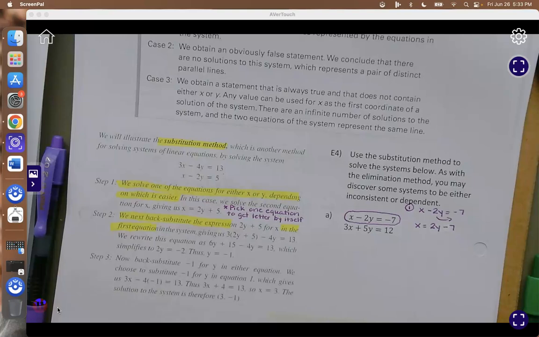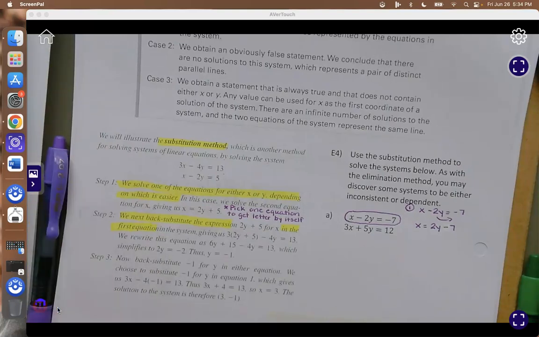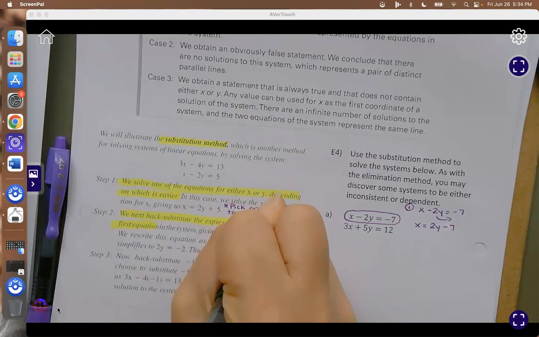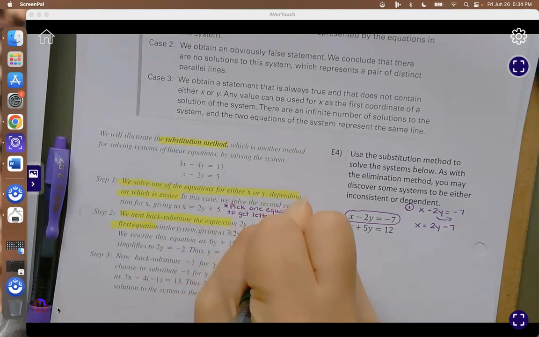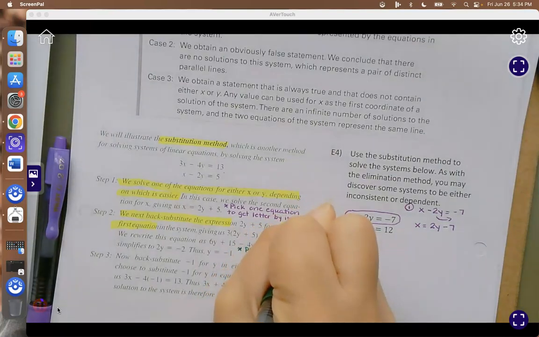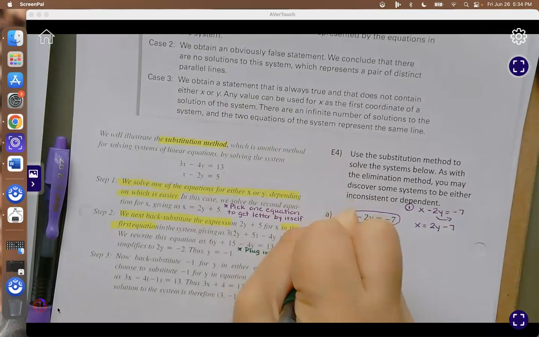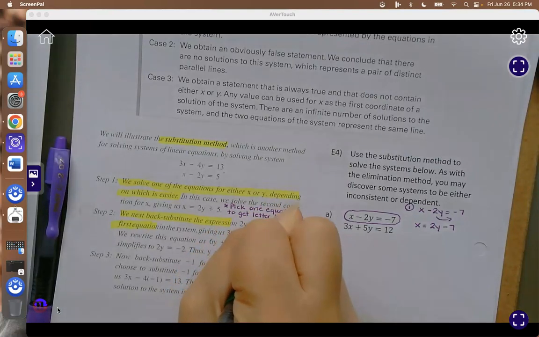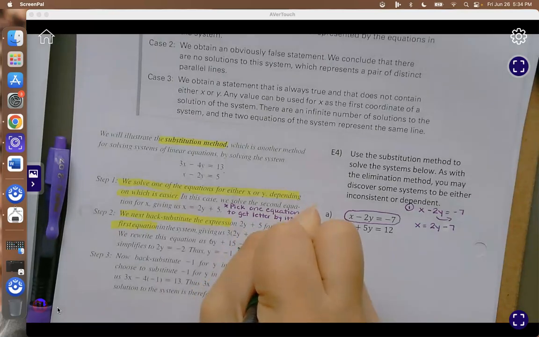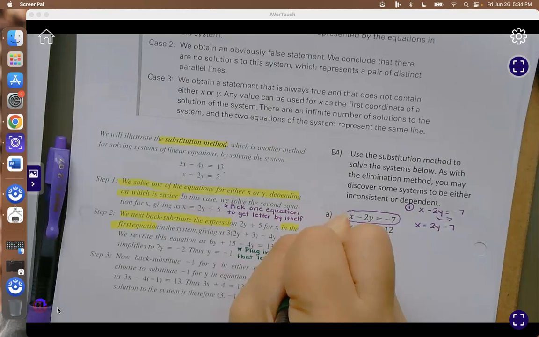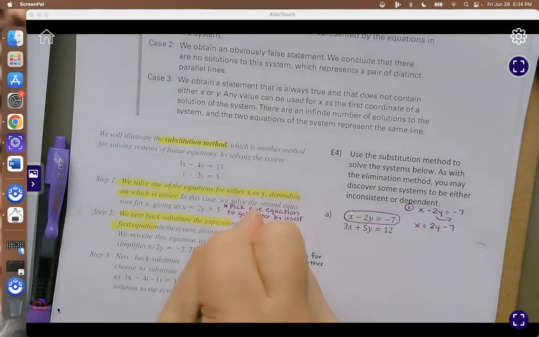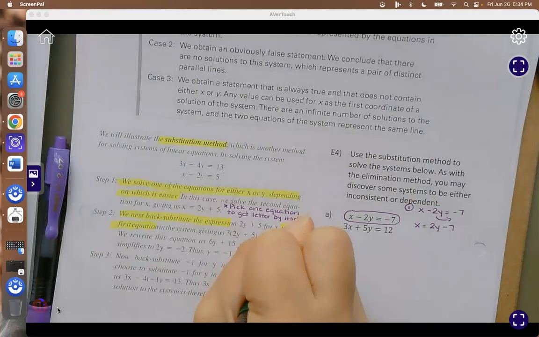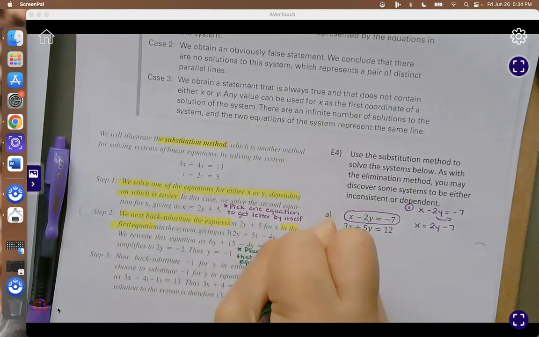Okay, so what we're going to do, we're not using the one that they're doing, we're doing our own over here, is you plug in that info for that letter in the other equation and solve. Okay?